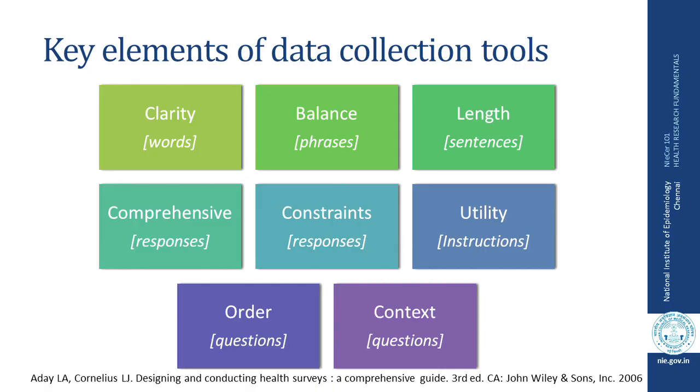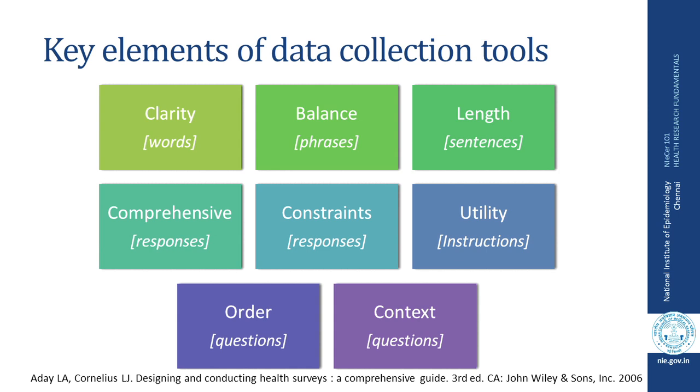Some of these elements are the clarity of words that you use in a data collection tool, the balance of phrases and sentences, the length of sentences, how long are these questions, the comprehensiveness of the responses in terms of if you are giving categories of responses that you expect from the study participants. These categories can actually even pose constraints in terms of what information could or could not be collected through a data collection tool. Of course, the utility of the data collection tool, and especially the utility of the instructions, which I will elaborate on in the next slides.